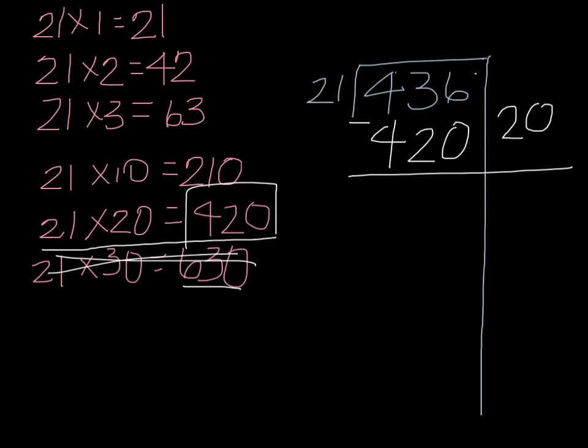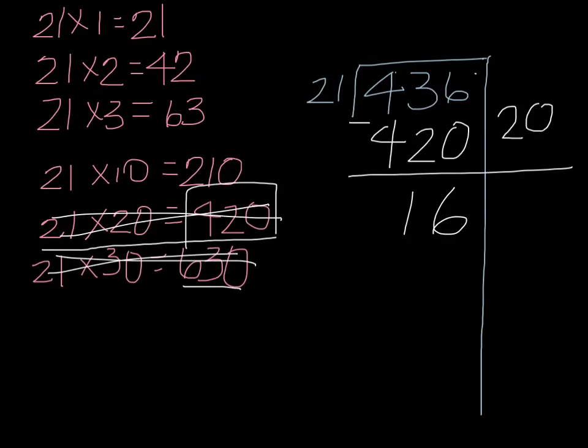That in math language is subtracting. 6 minus 0 is 6. 3 minus 2 is 1. I have 16. Wow. I sure can't take 20 groups out. That's way too much. Can I divide that at all? If I have 16 left, can I make any groups of 21? No. What do you think?